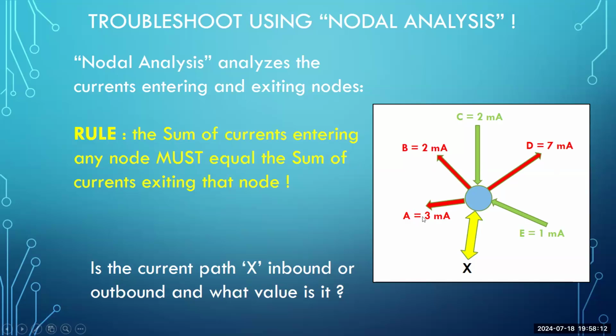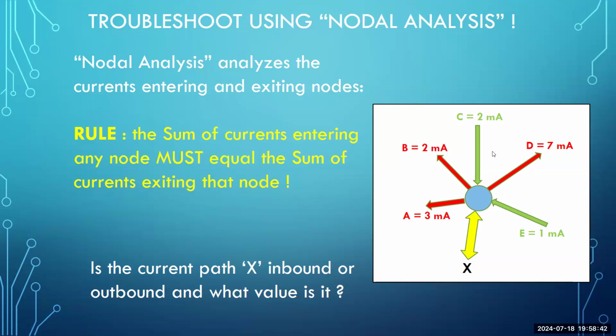There's a current of 3 milliamps in path A flowing outwards. There's a current of 2 milliamps in path B also flowing outwards. And there's a current path of 7 milliamps in path D also flowing outwards. So the arrows on these 3 are pointing out, and they're colored the same, and we have those individual values of current. Now, there's also 2 additional wires that are attached to the same node.